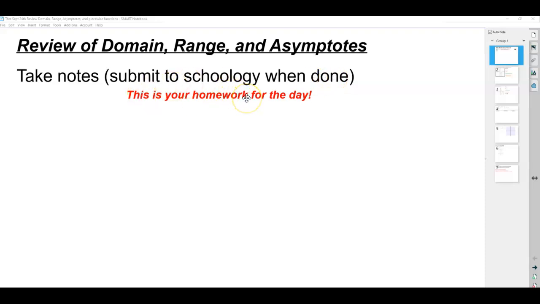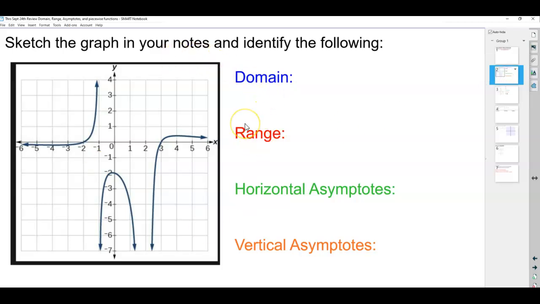This is the homework for the day. So what I'd like you to do is when we get to a problem like this, press pause, and I'd like you to answer the following questions and draw a quick sketch in your graph, in your notes, and then we'll go over the answers here when you hit unpause. We've got a couple of problems we're going to do together here. So go ahead and hit pause. Try this. Your goal is to sketch the graph in your notes and identify the domain and range.